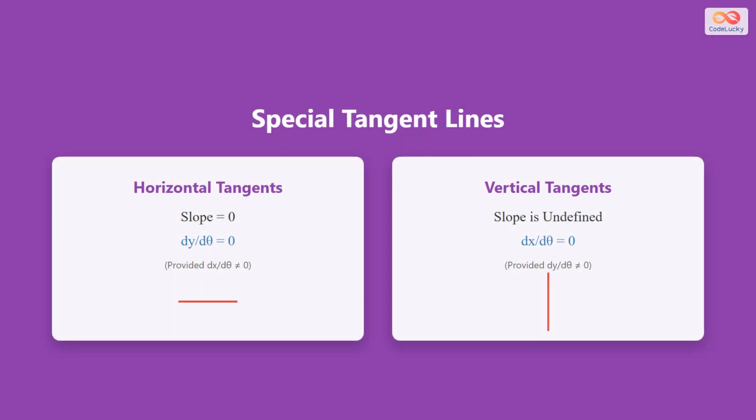There are two special cases to watch out for. First, if the numerator dy/d theta is 0, we have a horizontal tangent line. Second, if the denominator dx/d theta is 0, we have a vertical tangent line. Note that if both are 0, the slope is indeterminate and requires further analysis.